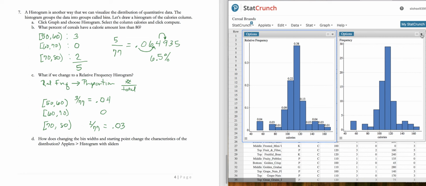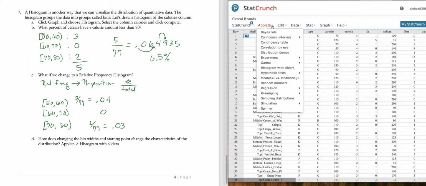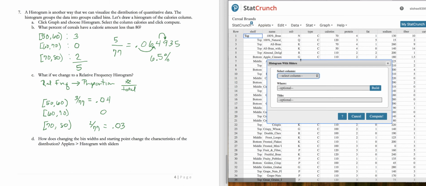The last thing I want to show you is how much the width of these bars can affect what you see in that picture. And I want to show you that really as a cautionary tale to why we don't get bogged down in the details and instead just look for overall trends. I'm going to close these histograms and I'm going to go here to applets. So we're never using applets to make a histogram to calculate anything. Applets are just for us to explore. So we're going to go here and explore using a histogram with sliders.